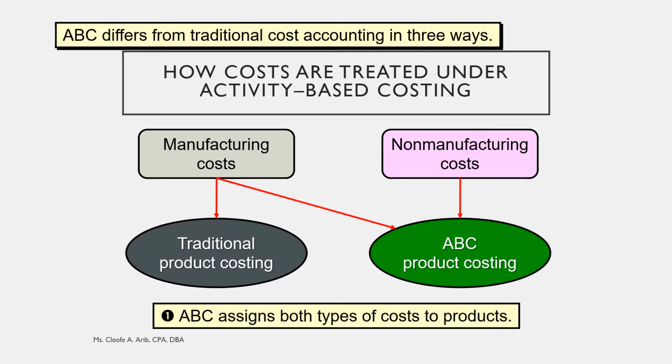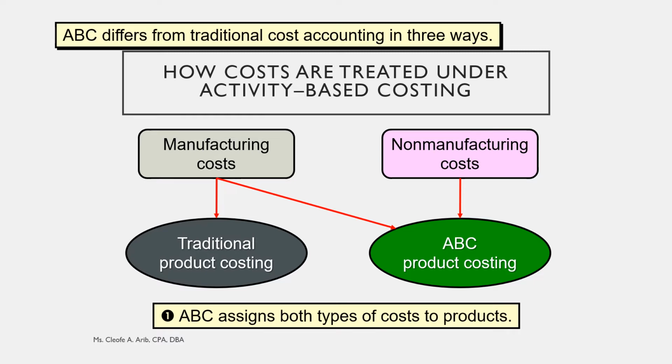Now, there are two types of non-manufacturing costs that ABC systems assign to products. First, ABC systems trace all direct non-manufacturing costs to products. Ano example nitong mga direct non-manufacturing costs to products? You have your commission paid to salesperson to sell that particular product.